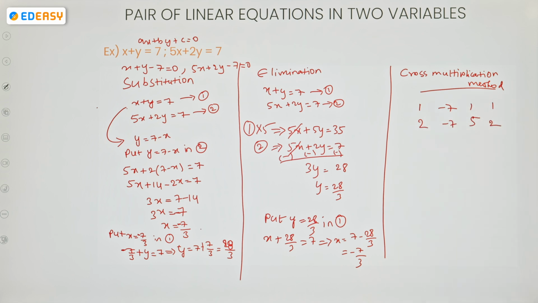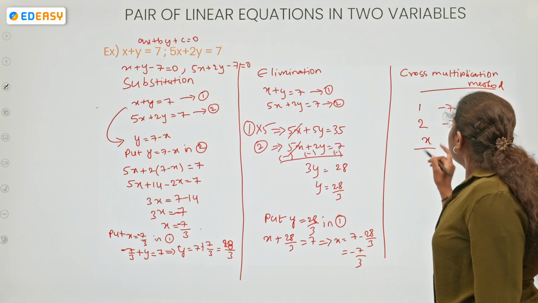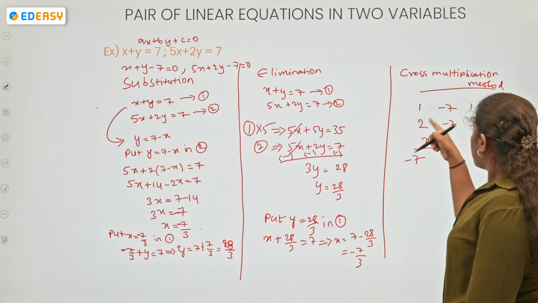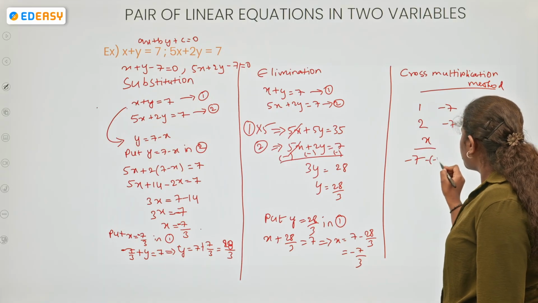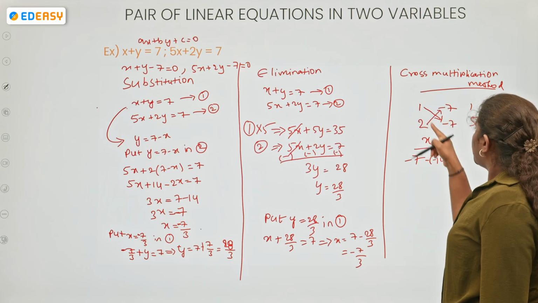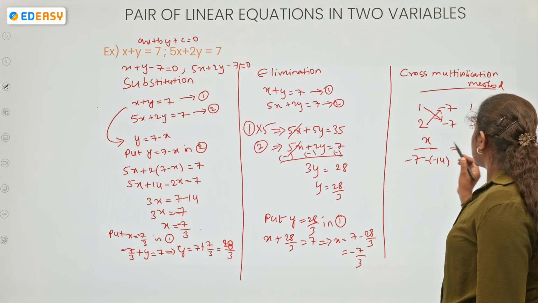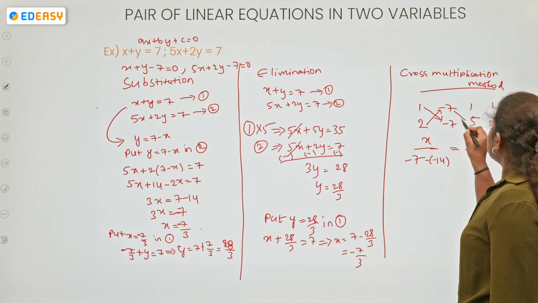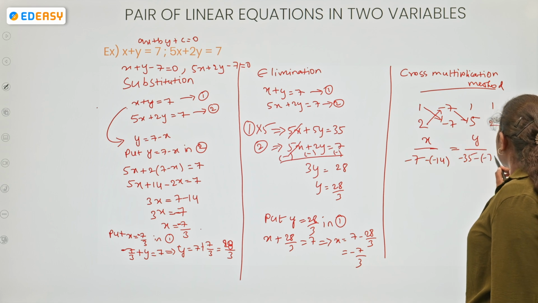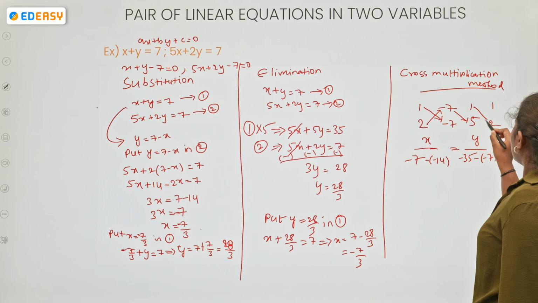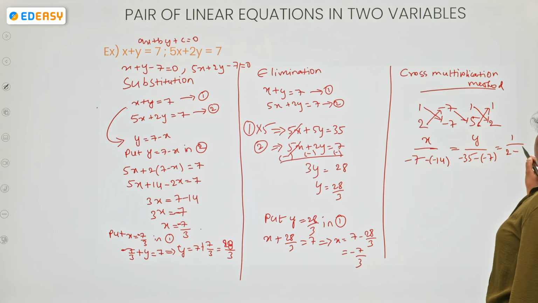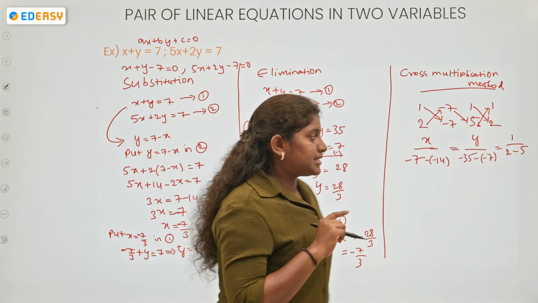Okay? Now, coming to here, x will become 1 into minus 7, and minus 7 into 2, minus 14, but minus of minus 14. Clear? 1 into minus 7, minus of 2 into minus 7 minus 14, which is equals to y by minus 7 into 5 minus 35 minus of minus 7 into 1 minus 7, which is equals to 1 by 1 into 2 2 minus, okay, minus 1 into 5 5. Clear? Now let's simplify this.